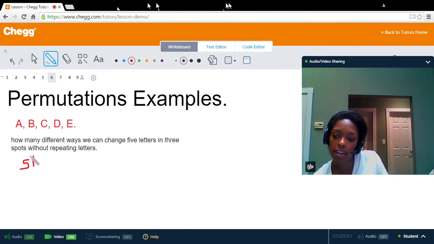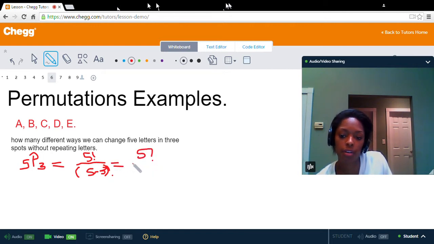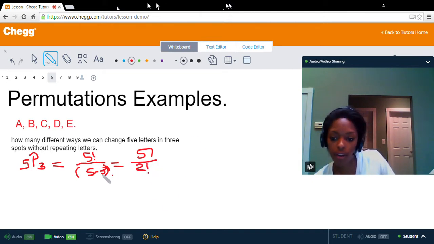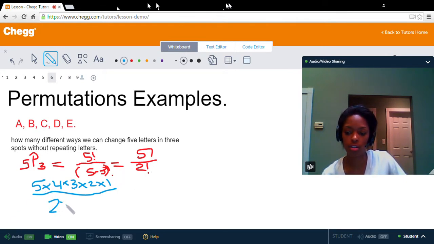Got 5. Then you're going to do the P, and then 3, and then that will equal 5 factorial, then 5 minus 3 factorial. Okay, so then you're left with 5 factorial over 2 factorial. And then you're going to stretch it out and expand your factorials, and you're going to want to have 5 times 4 times 3 times 2 times 1. And then you're going to want to break out 2 and 1. So you got 2 times 1.